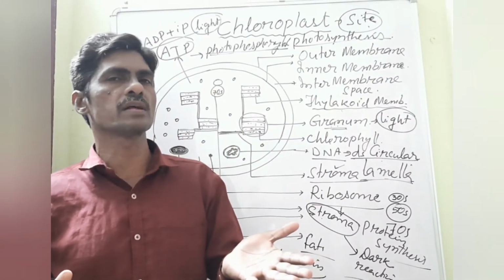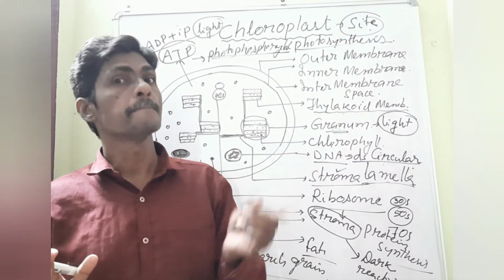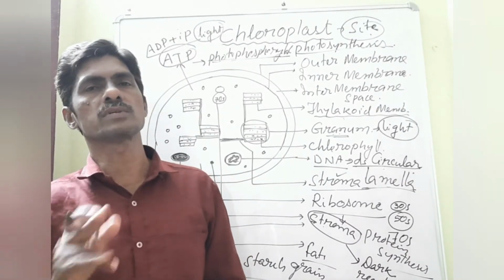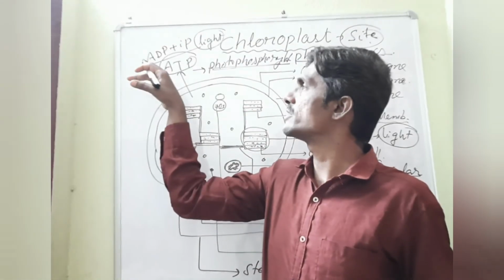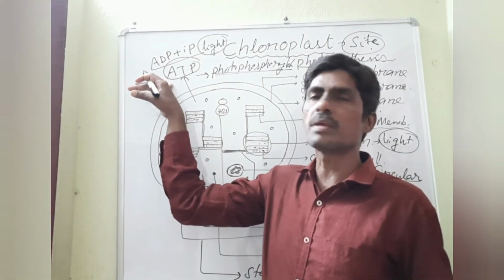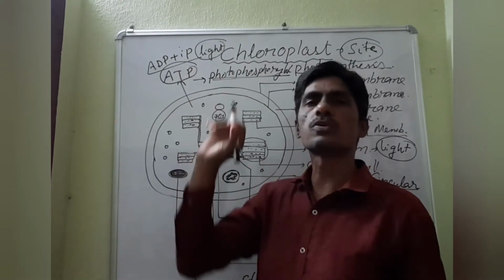Photophosphorylation takes place in the chloroplast, just as oxidative phosphorylation takes place in the mitochondria, because the same thing, the release of ATP energy, takes place in the mitochondria also, but in the presence of oxygen. That's why it is called oxidative phosphorylation. But here phosphorylation takes place to produce ATP in the presence of light. That's why it is called photophosphorylation.